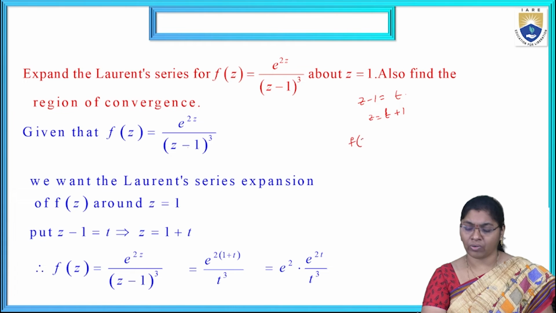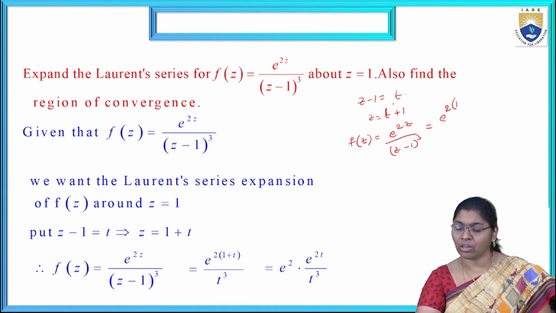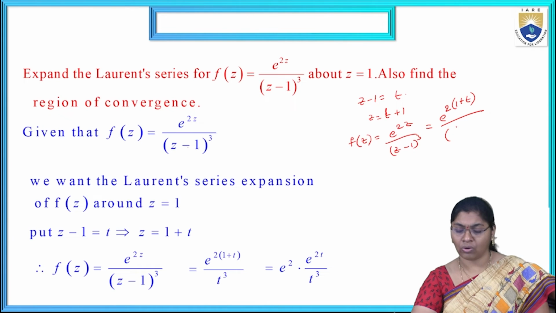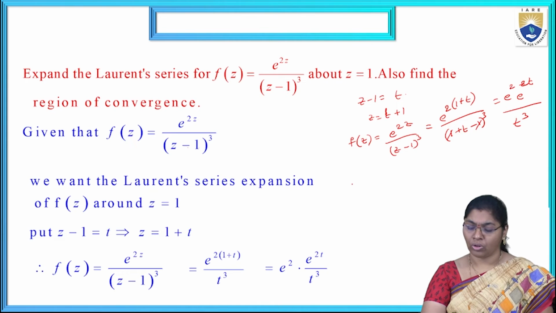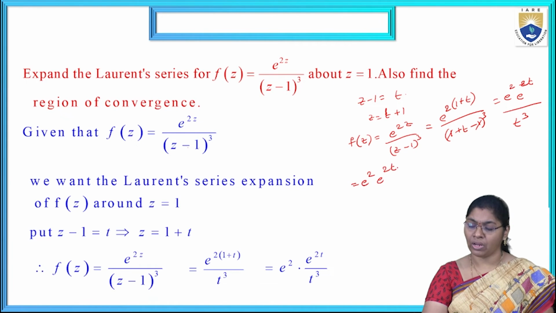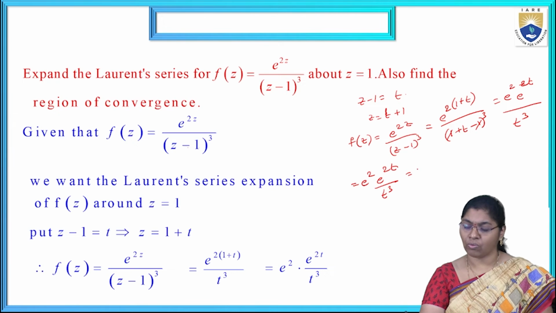Now f of z can be converted in terms of t: e power 2z by z minus 1 whole cube equals e power 2 into z, which is nothing but 1 plus t, by 1 plus t minus 1 whole cube. That means plus 1 minus 1 gets cancelled. e power 2 into e power 2t, splitting into two parts, by t cube. Now that equals e square into e power 2t by t cube, that is e square by t cube into e power 2t.